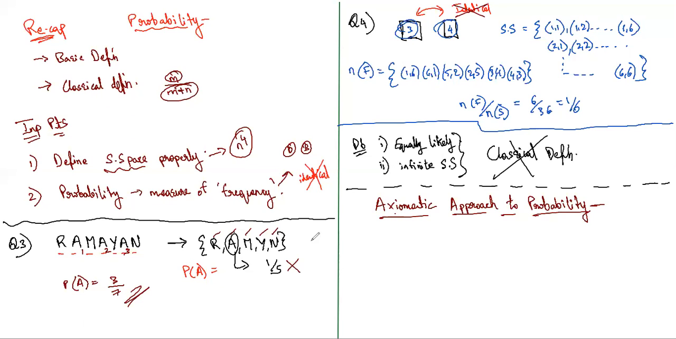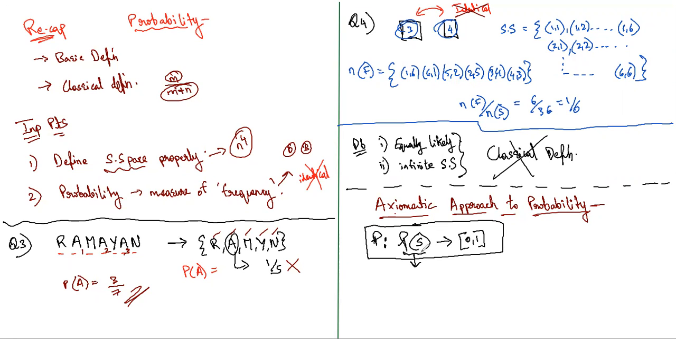So what did the axiomatic approach to probability say? The axiomatic approach says that probability is a function defined from the power set of the sample space to 0, 1. What does this mean? Probability is a function which is defined from the power set of S to the range 0 comma 1. What is the power set?